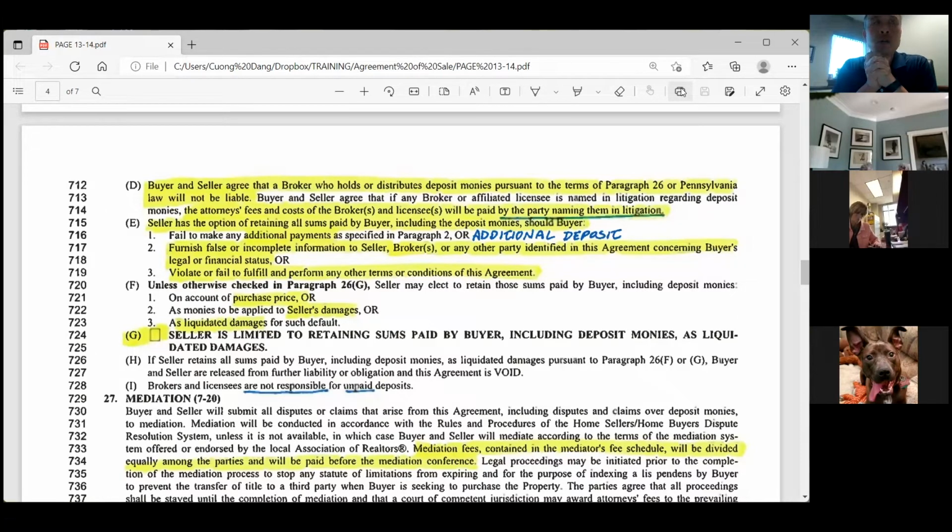So throughout the contract, and Brooks and I mentioned this back in like week 2, throughout this contract, it mentions the buyer getting the deposit back if this doesn't happen or if that happens.